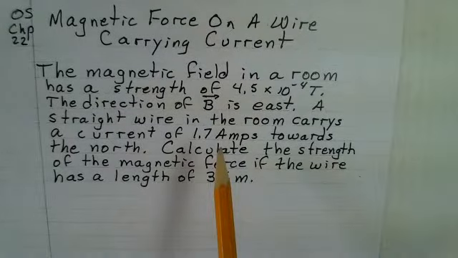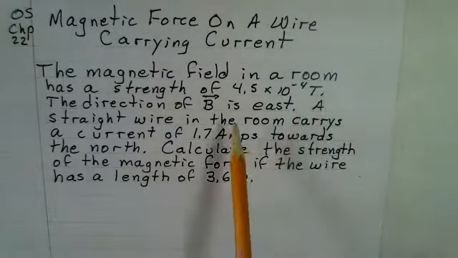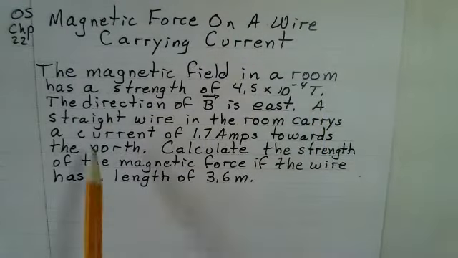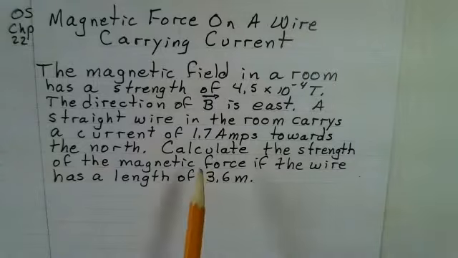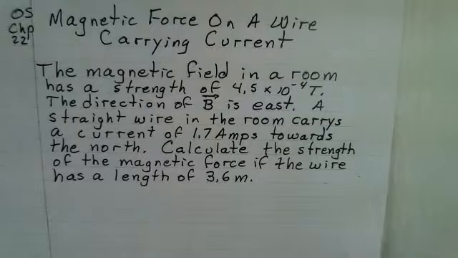The magnetic field has a certain strength, 4.5 times 10 to the minus 4 Tesla. The magnetic field is to the east. This is a straight wire. It's carrying a current of 1.7 amps, and the length of the straight wire through the region of the constant magnetic field is 3.6 meters. So those are our specifications.